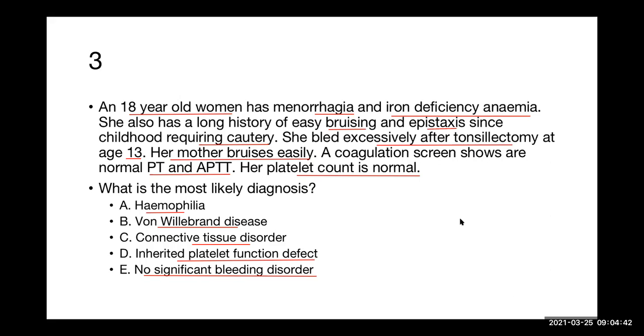Sir, in von Willebrand disease, APTT is elevated because von Willebrand factor acts as a carrier for factor 8. So in this case, PT and APTT are normal and platelet count is normal. So it is a qualitative platelet disorder; the platelet count is normal, the problem is the function of platelets. So that's the most probable answer. Okay, now he has given his reasons here. Anybody else? Anybody wants to participate here?